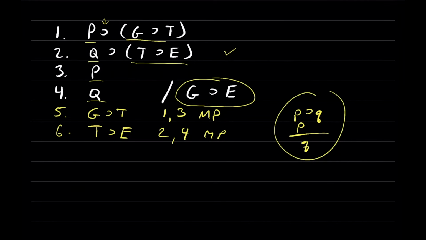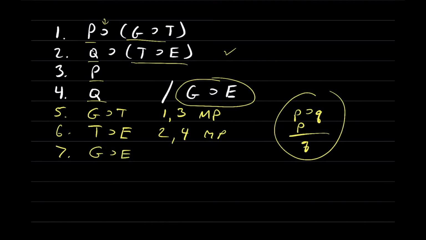We're not done yet. We don't have G implies E on its own line. So let's add a new line and see what we can find. Well, line number 5 tells us that if G is true, we can get T from that. But 6 tells us that if T is true, we can get E from that, right? If T, then E. That looks an awful lot like a hypothetical syllogism. G implies T, but T implies E. And you can conclude from that that G implies E.